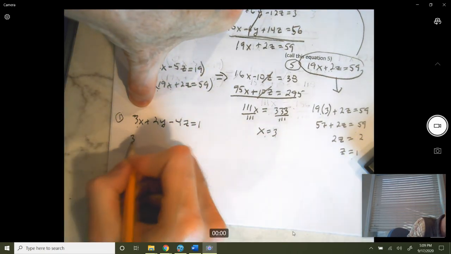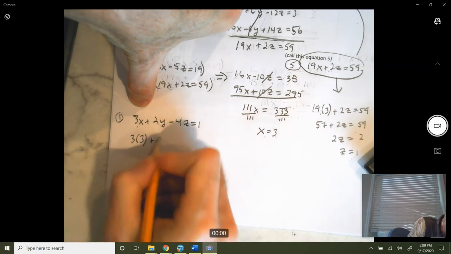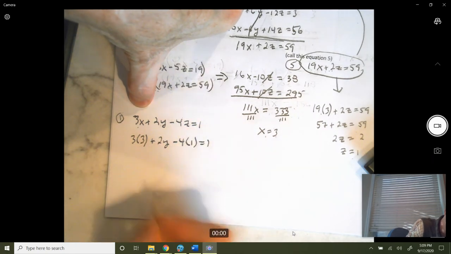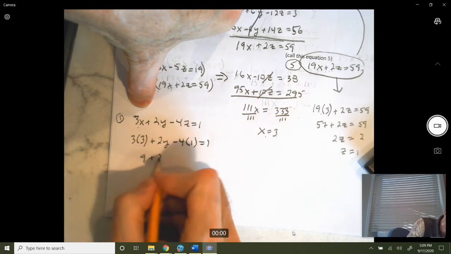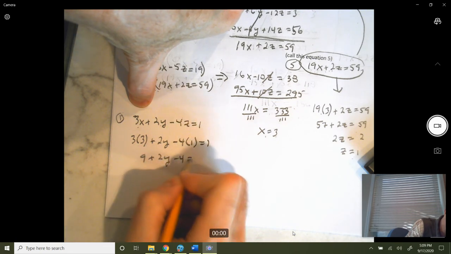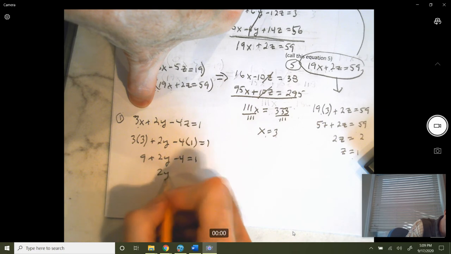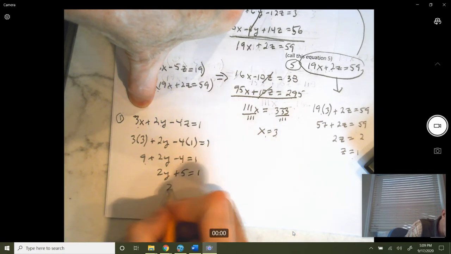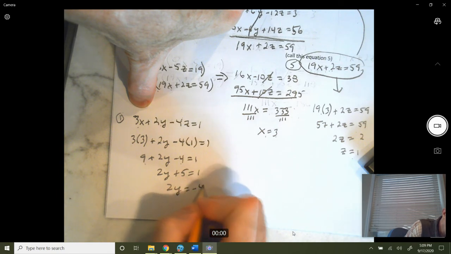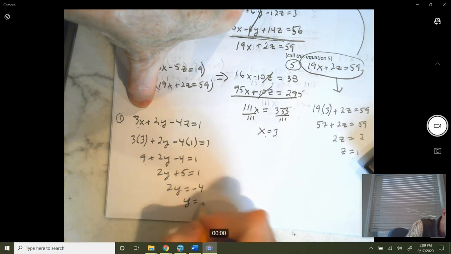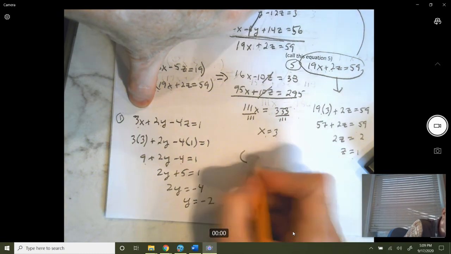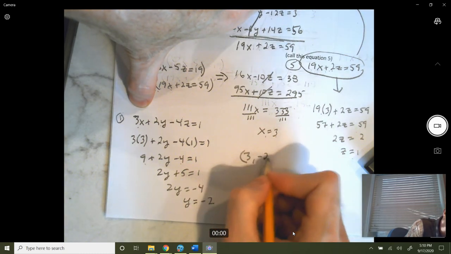So 3 times 3 plus 2y minus 4 times 1 equal to 1. So we get 9 plus 2y minus 4 is equal to 1. 2y plus 5 equals 1. 2y equals negative 4. y equals negative 2. And again, make sure you give your solution as an ordered triple. 3 comma negative 2 comma 1.